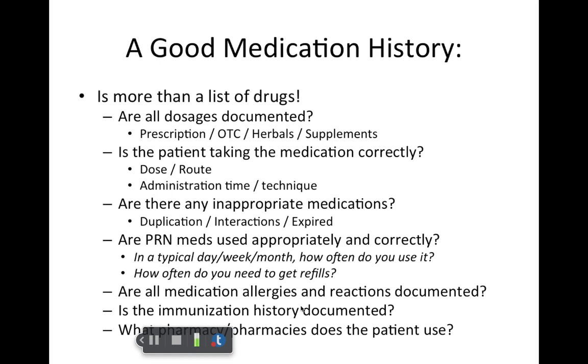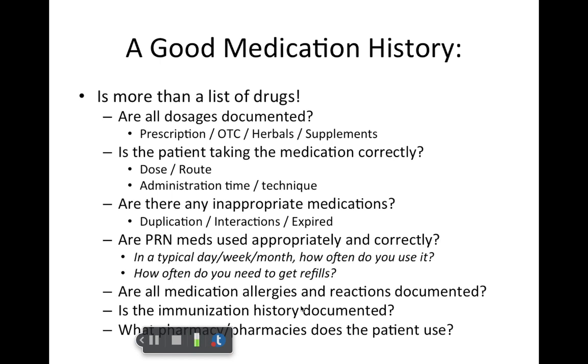But if it's on a piece of paper and it says that they're giving their insulin 2-3 times a day, then it looks good on paper. So here's what we're really looking for. Are all the doses documented? And not just prescription doses, but asking about herbals and supplements. Oftentimes, the OTC herbals and supplements are not listed at all on a patient's medication list. We find that a lot in clinic.